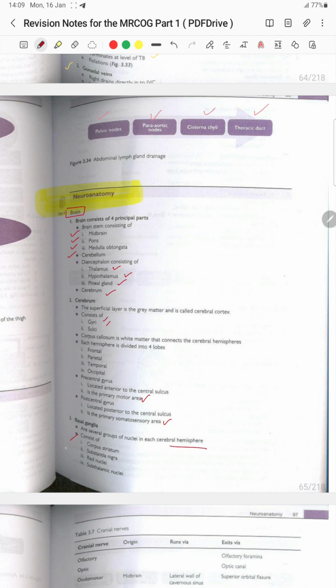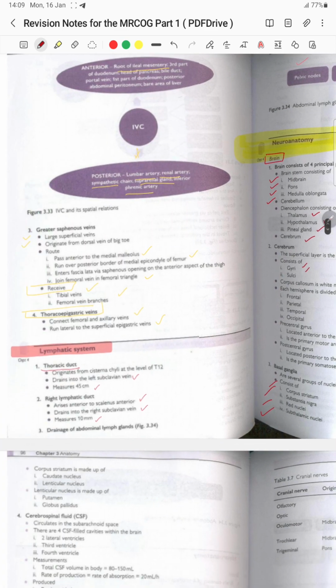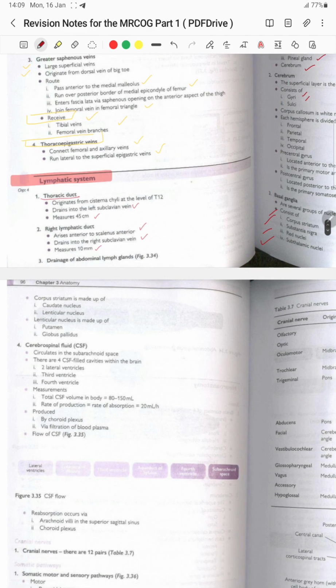Now the basal ganglia are several groups of nuclei in each cerebral hemisphere. They consist of the corpus striatum, the substantia nigra, the red nucleus, and the subthalamic nuclei. The corpus striatum is made up of the caudate nucleus and the lenticular nucleus, and the lenticular nucleus is made up of the putamen and the globus pallidus.